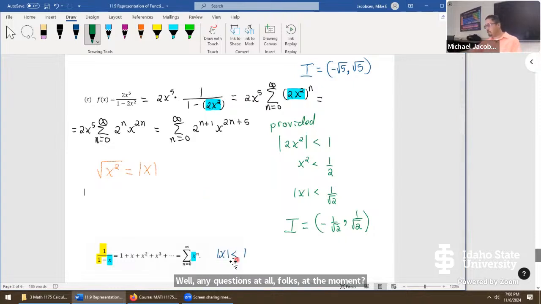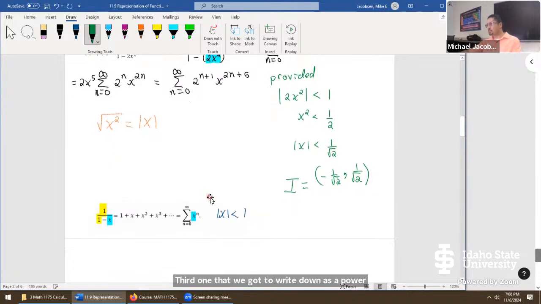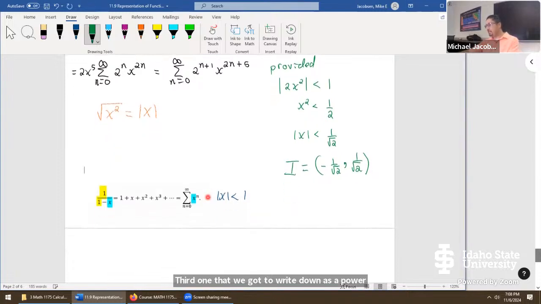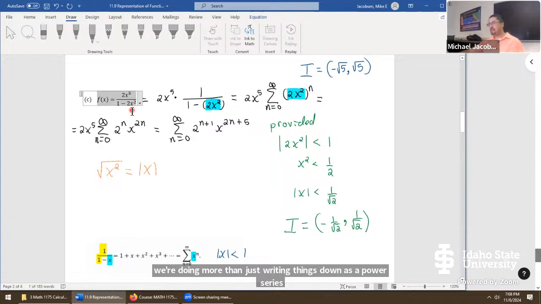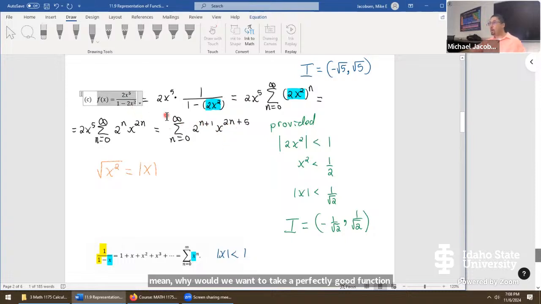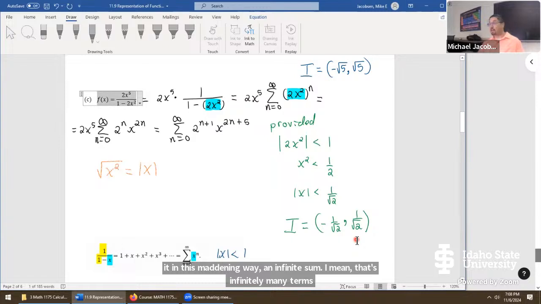Okay, so that was our third one that we got to write down as a power series. I guess we could just leave that there as a screenshot. But we're doing more than just writing things down as a power series. I mean, why would we want to take a perfectly good function with a nice domain, write it in this maddening way, an infinite sum? I mean, that's infinitely many terms, and a reduced domain. There's got to be some benefit to that trade-off.